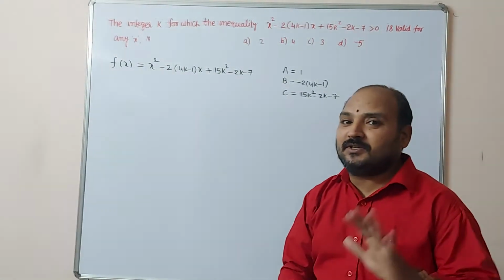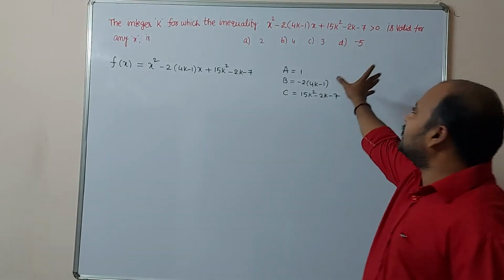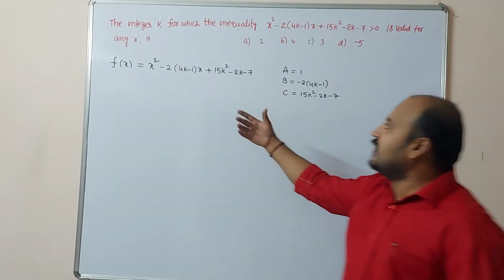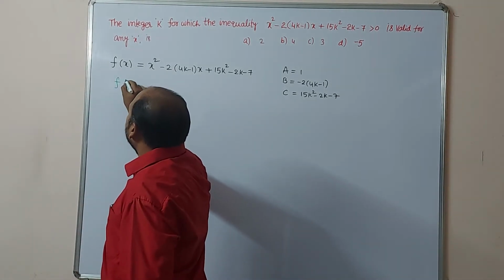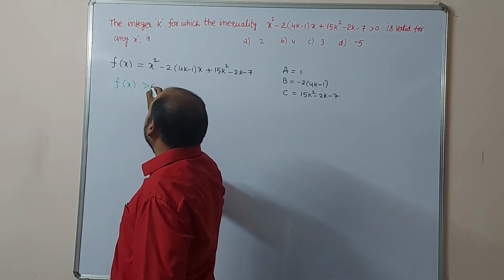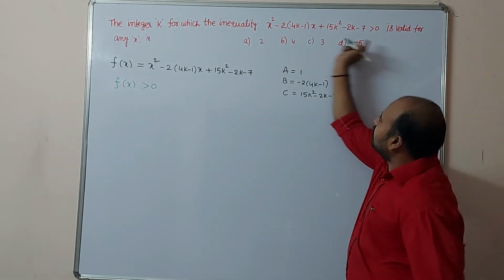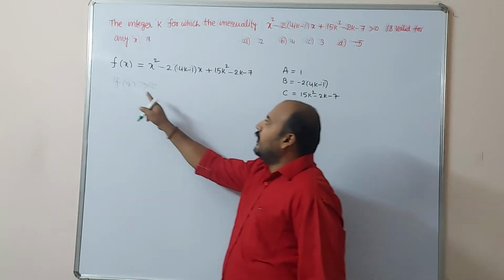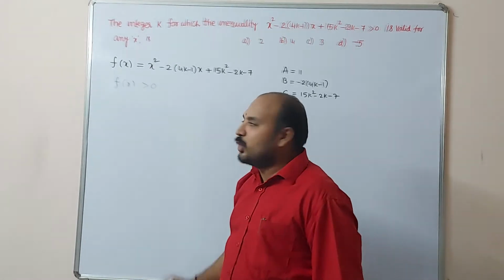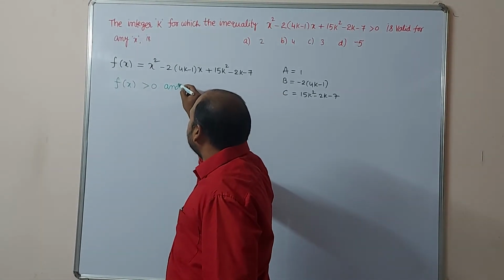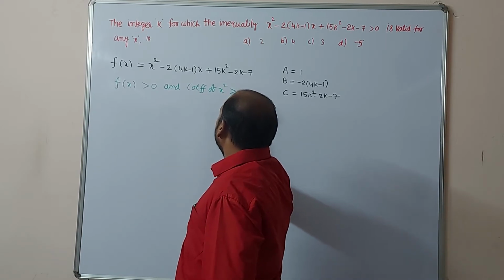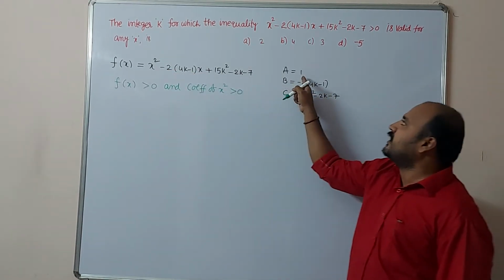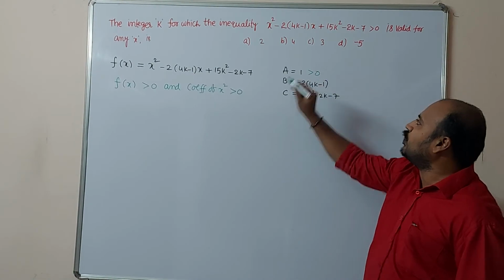Now come to the condition. Inequality is greater than 0. That means f of x is greater than 0. Condition is given. F of x is greater than 0. This is completely f of x I am assuming. F of x is greater than 0 and coefficient of x square is also greater than 0. X square coefficient is a, that is equal to 1 is greater than 0.